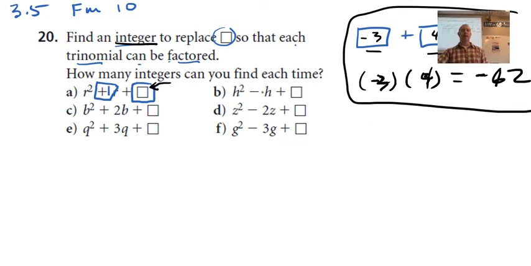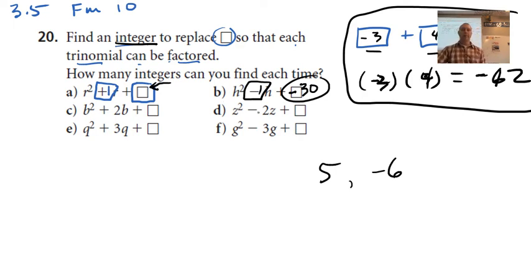So for B, again, the difference is negative 1. All right, so you could go 5 and negative 6, right? That would be a sum of negative 1. And so what's 5 times negative 6? Negative 30. So negative 30 could go in there. Right? So that's how you do number 20.